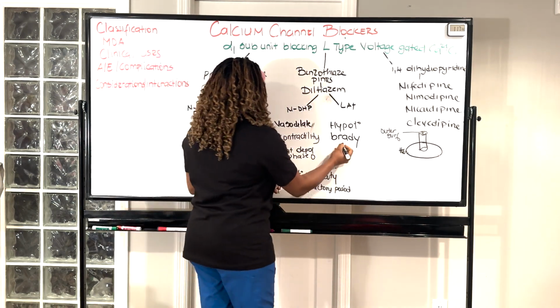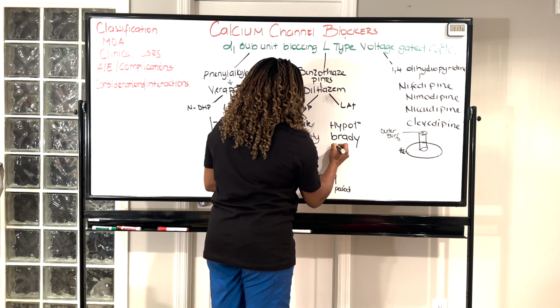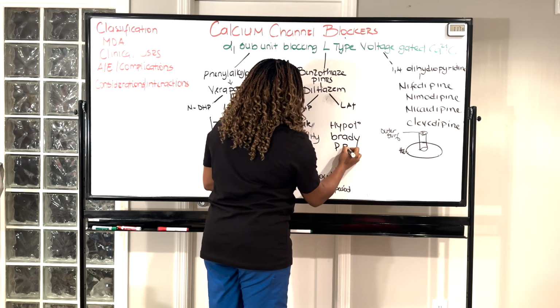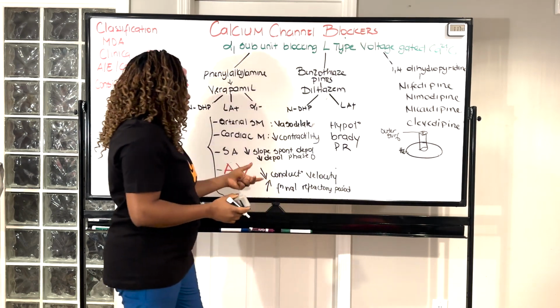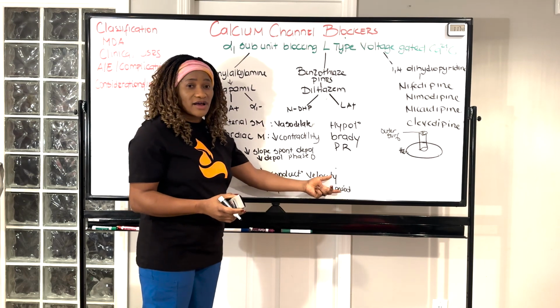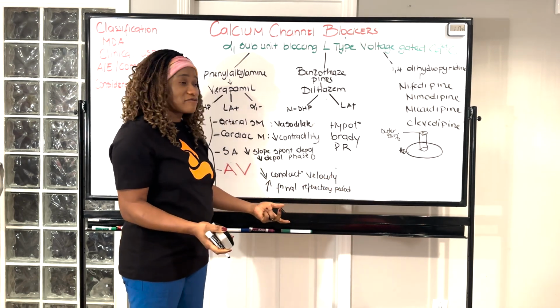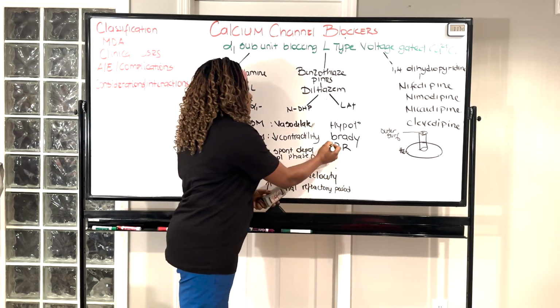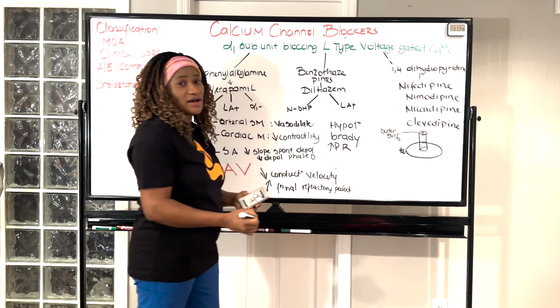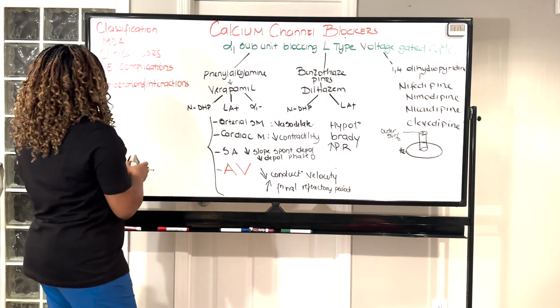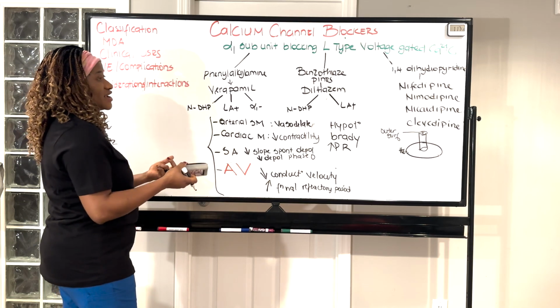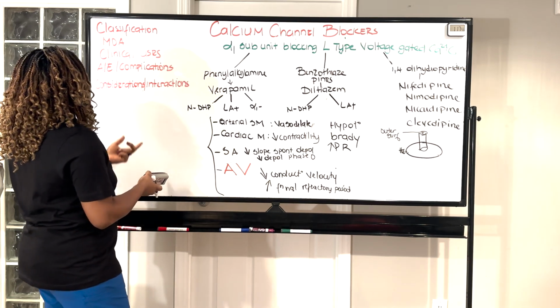We're also going to have a prolonged PR interval. Remember, it slows the conduction velocity in the AV node preferentially, so it's going to increase our PR interval. And we also have the general side effects that I spoke about earlier.